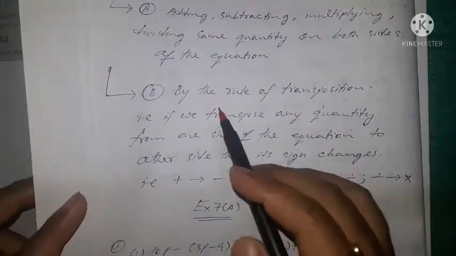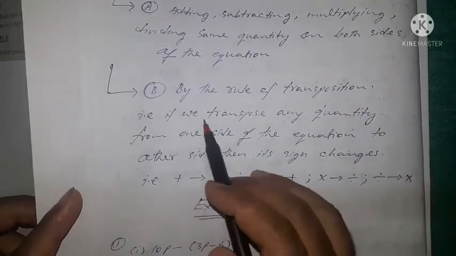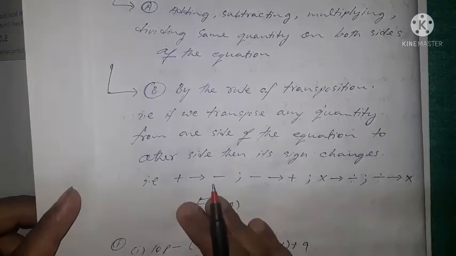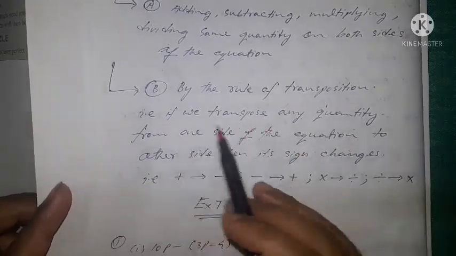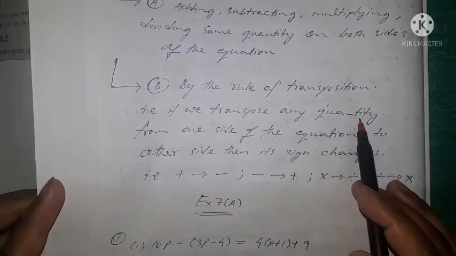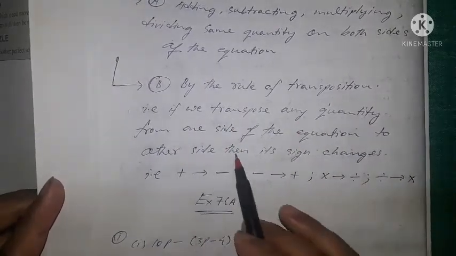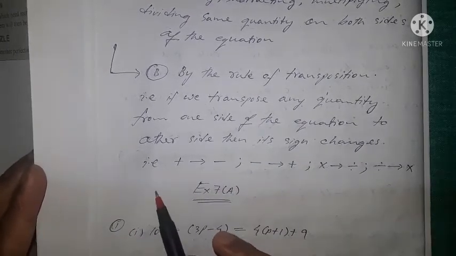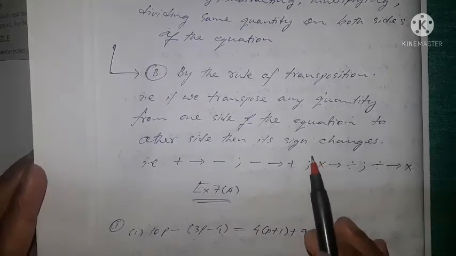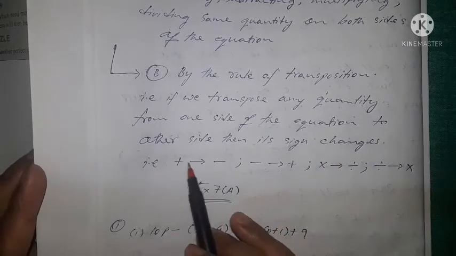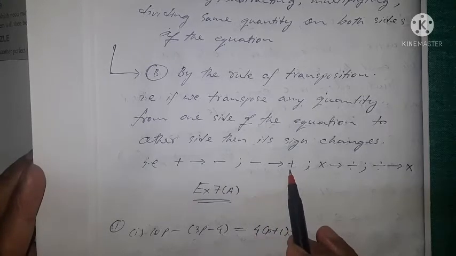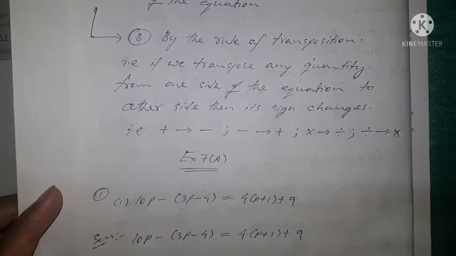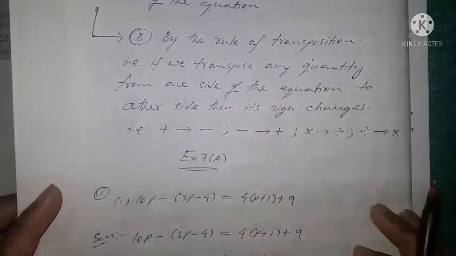Or, as the second method, we can follow the rule of transposition. That is, if we transfer a value from one side of the equation to the other side, that is known as transposing. So if we transpose any quantity from one side of the equation to the other side, then its sign changes. That is, plus becomes minus. When we take any value from the left hand side to the right hand side, or from right to left, if it is plus it becomes minus, and if it is minus it becomes plus. If it is multiplied, it becomes divide, and if it is divide, it becomes multiply. So this is the rule of transposition.